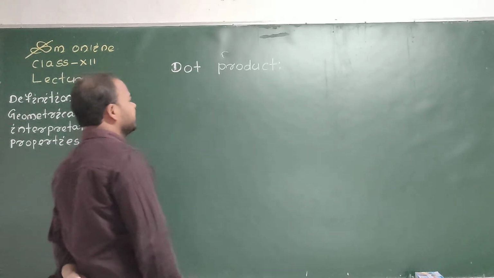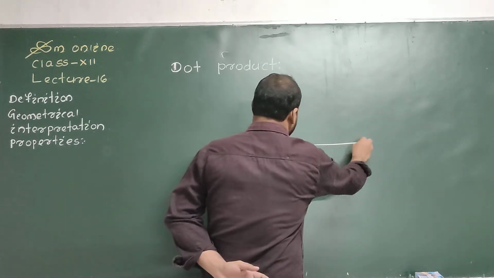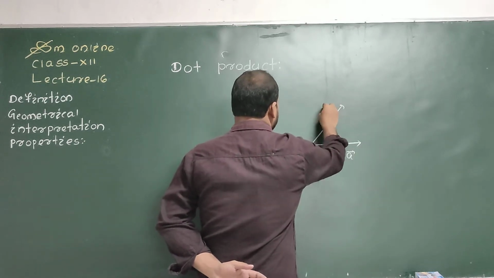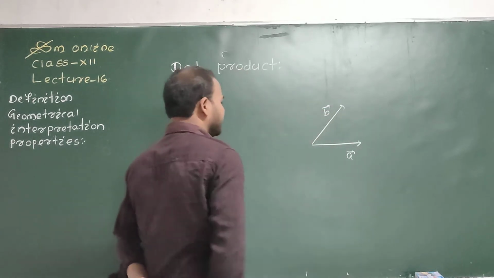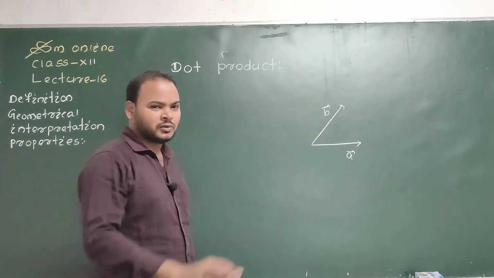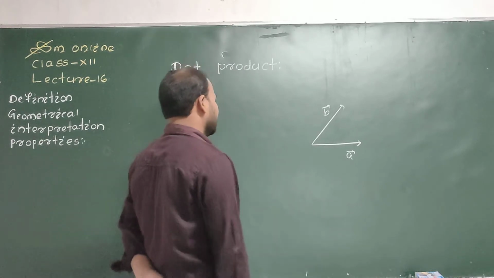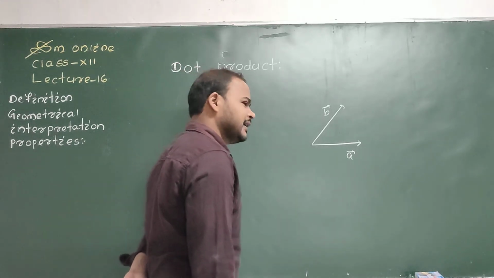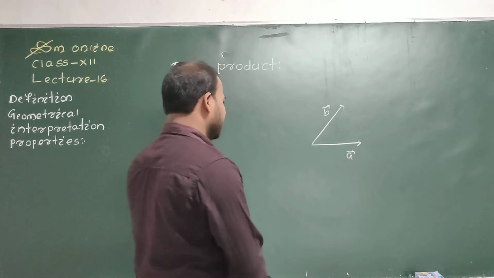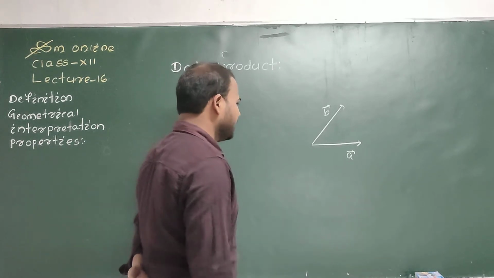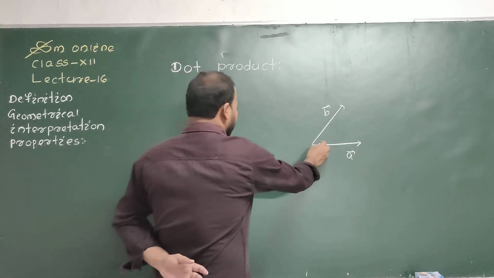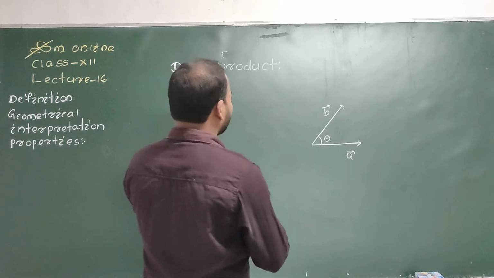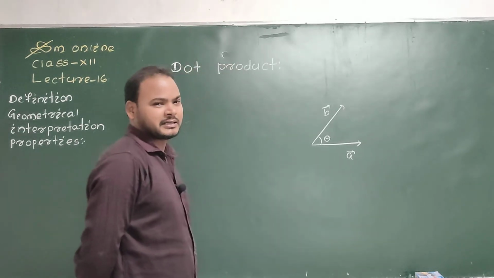Now, suppose this is vector A and this is vector B. Here vector A and vector B are two non-zero vectors, and they are joined tail to tail, so they make an angle theta. Then what is the dot product of vector A and vector B?